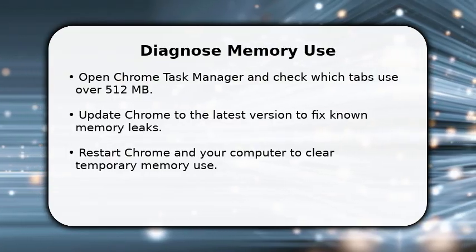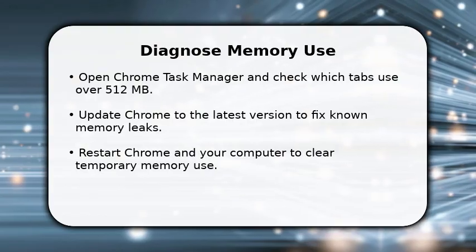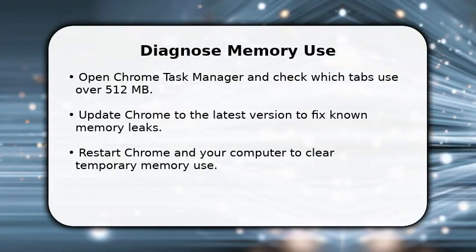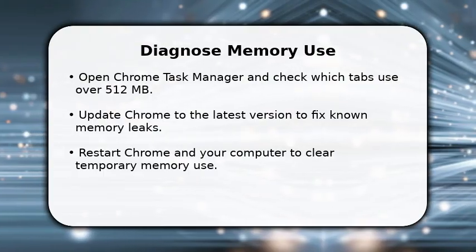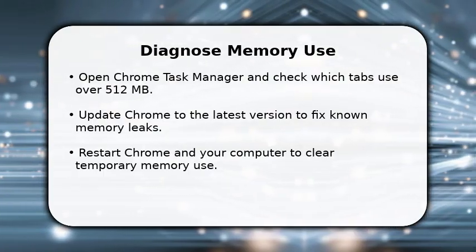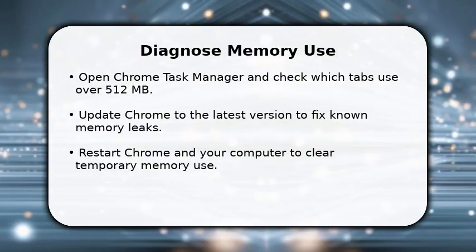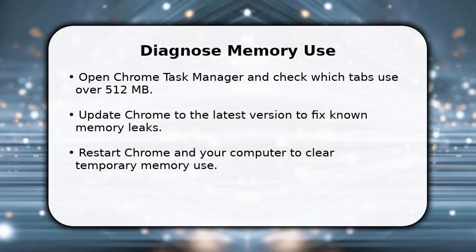Next, update Chrome to the latest version using Settings and About Chrome. Updates often fix known memory leaks and crashes in recent builds. Restart Chrome completely after updating to ensure patches apply. Also, restart your computer to clear lingering system memory allocations.